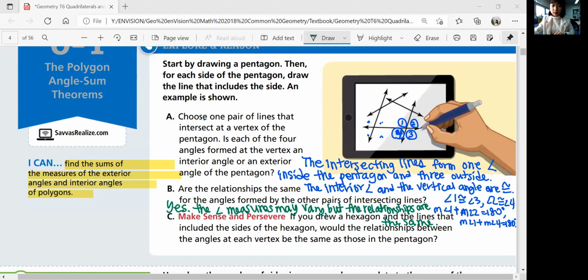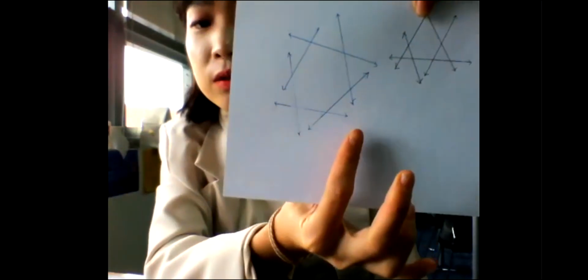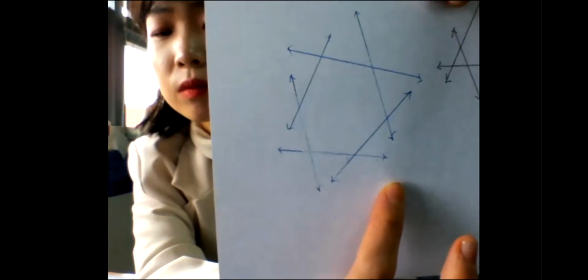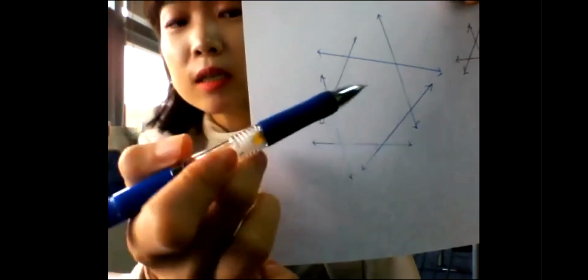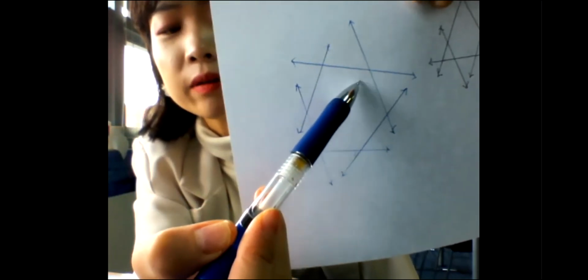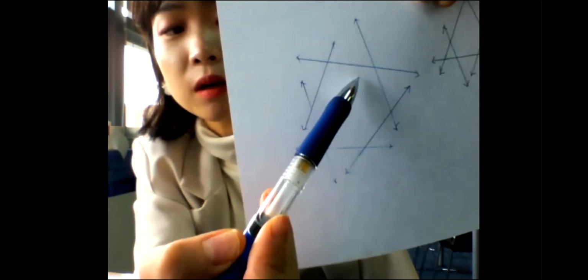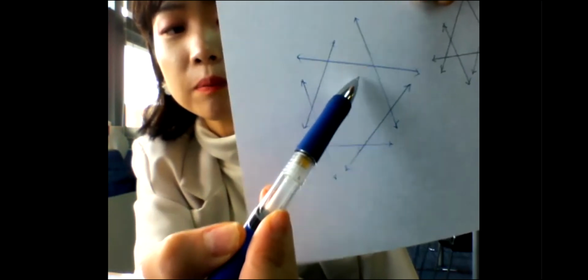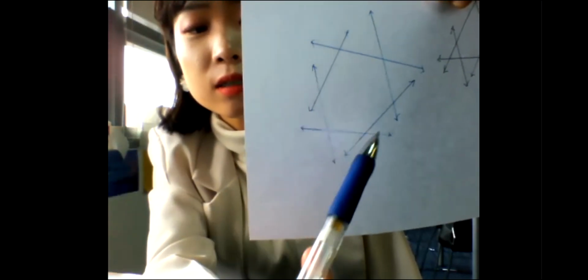Okay, I drew my hexagon. Let me show you mine. So this was my pentagon, right? This blue figure is my hexagon. Looking at the angles, we still get these two vertical angles and these two vertical angles, and this interior angle will be supplementary to the adjacent exterior angles, right? They would be supplementary because they form one linear pair. And it's true for the other vertices. So does it matter if we have multiple sides or different shapes? No, there are the same patterns in the angle relationships.